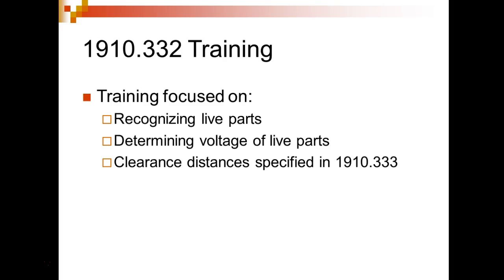Training focuses on recognizing live parts and determining the voltage of live parts. It always bothers me when people hit a disconnect and then go out and start working on something without getting their dang meter out and checking to see if it's disconnected. For one thing, they might have pulled the wrong disconnect. Another thing, the disconnect could be defective. A disconnect is an electromechanical device, and it can do what? It can fail. Okay, y'all understand that?